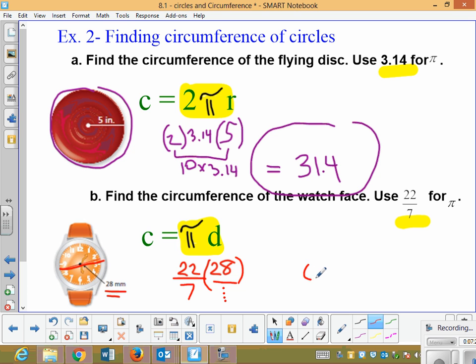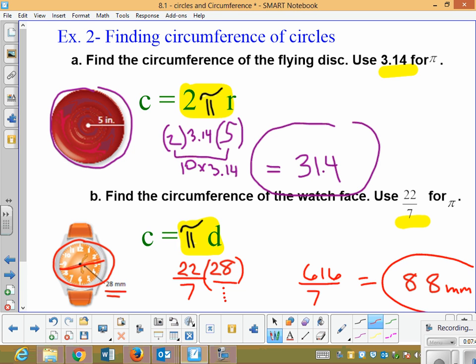That's going to be 6, 16. And then after that, 7 times 1 is 7. Now I can reduce this, so I'm going to divide it by 7 and get a total of 88. So the circumference, the distance around this watch, is going to be 88 millimeters. There we go.